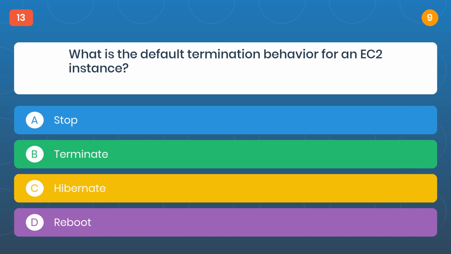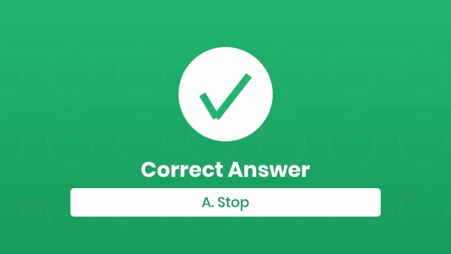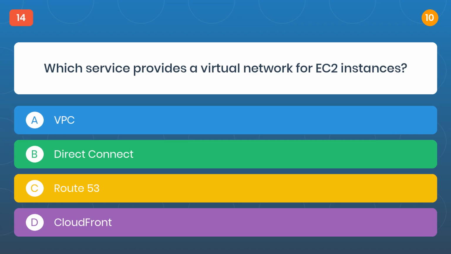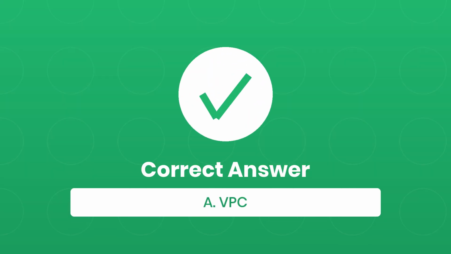Question 13. What is the default termination behavior for an EC2 instance? The correct answer is A. Stop. Question 14. Which service provides a virtual network for EC2 instances? The correct answer is A. VPC.